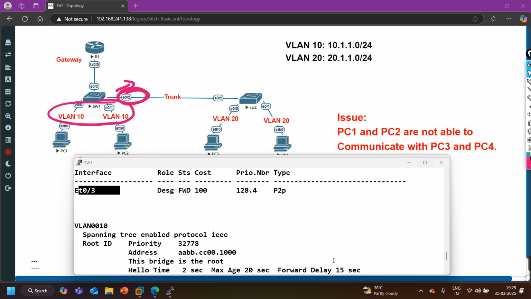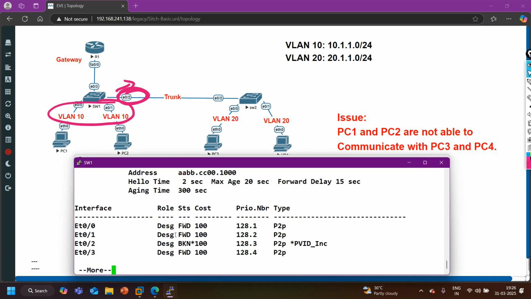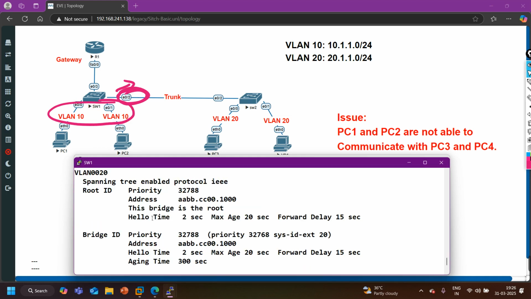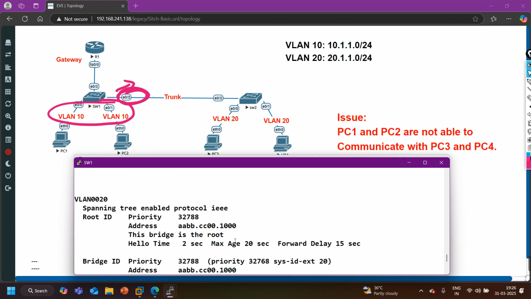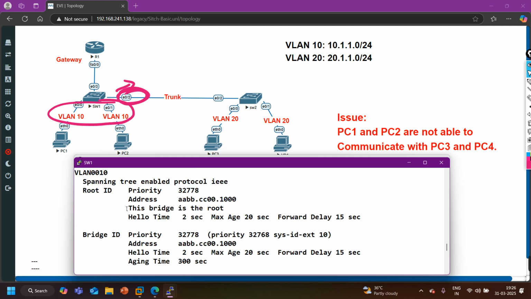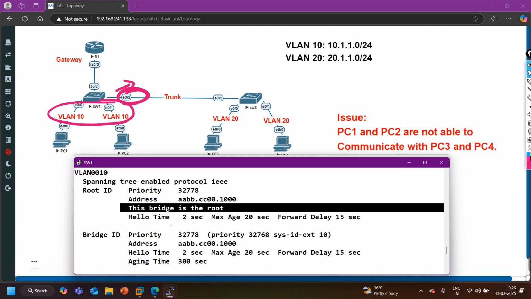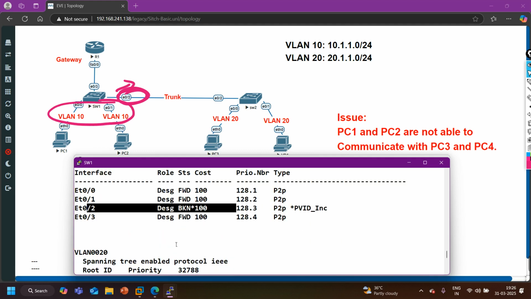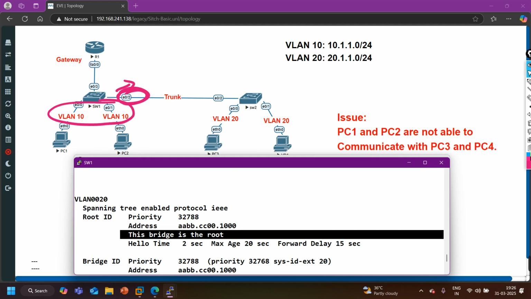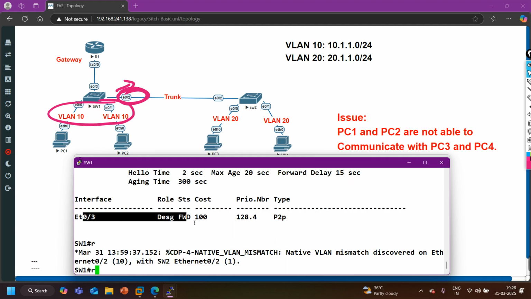And another issue is for VLAN 10, 0/2 is in blocking state and it's showing root bridge. What it's saying is this switch is the root bridge for VLAN 10. Here you can see this switch is the root bridge and the 0/2 port is in blocking state. But you know root bridge ports are always going to be DP. All the ports will be DP. And for VLAN 20 also this switch is the root bridge, and the VLAN 20 instance is again not running on the 0/2 port.